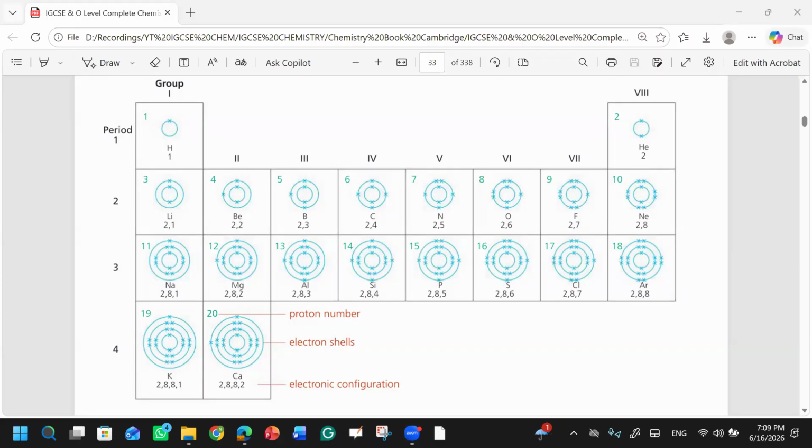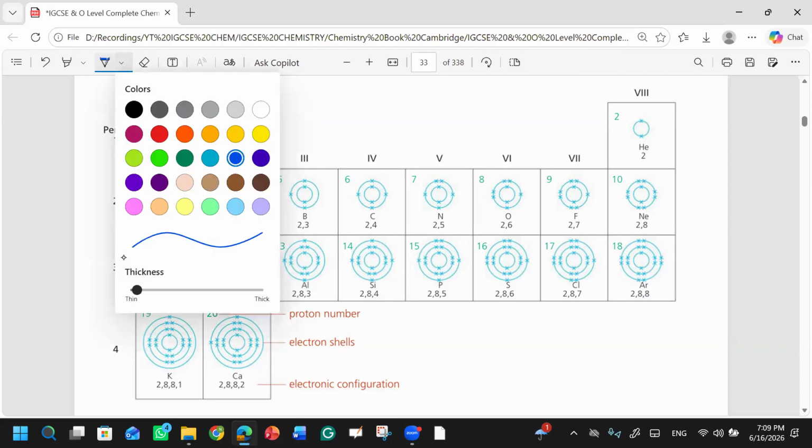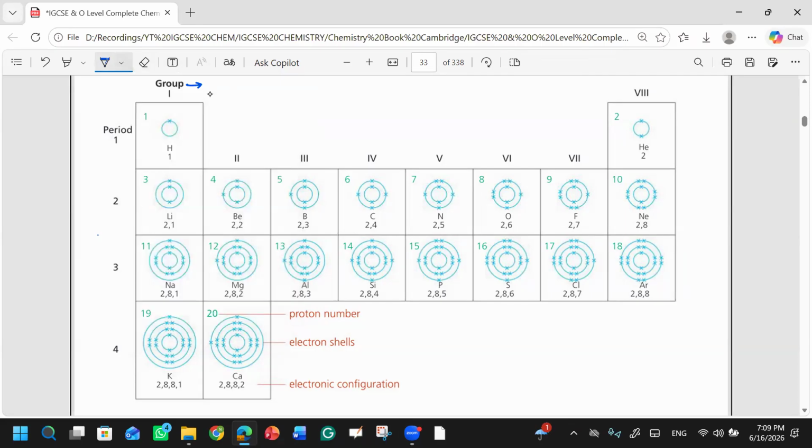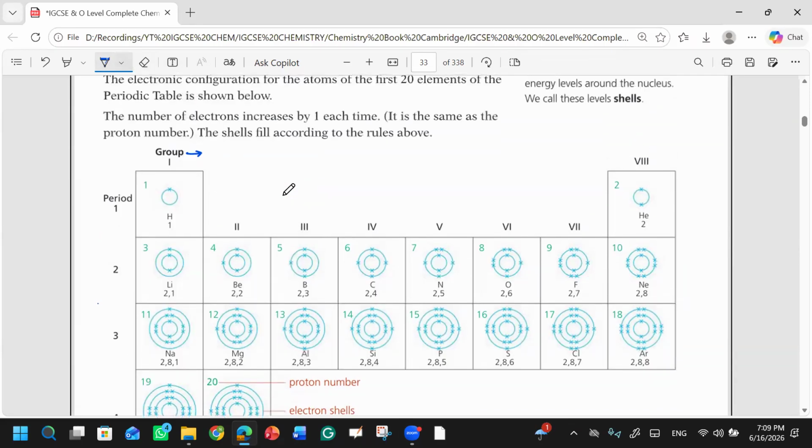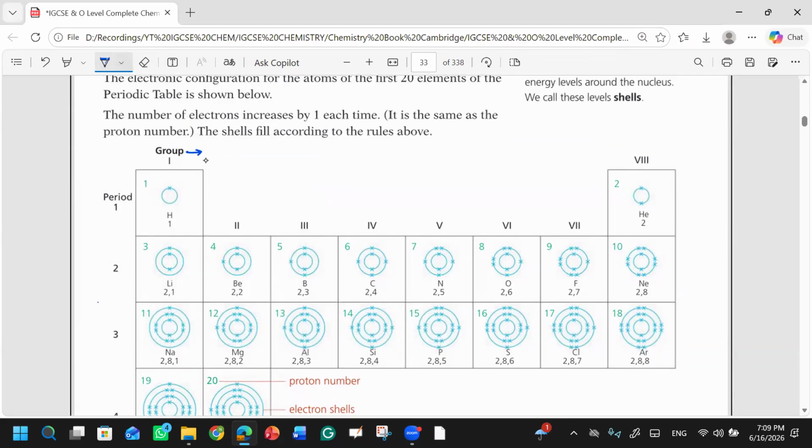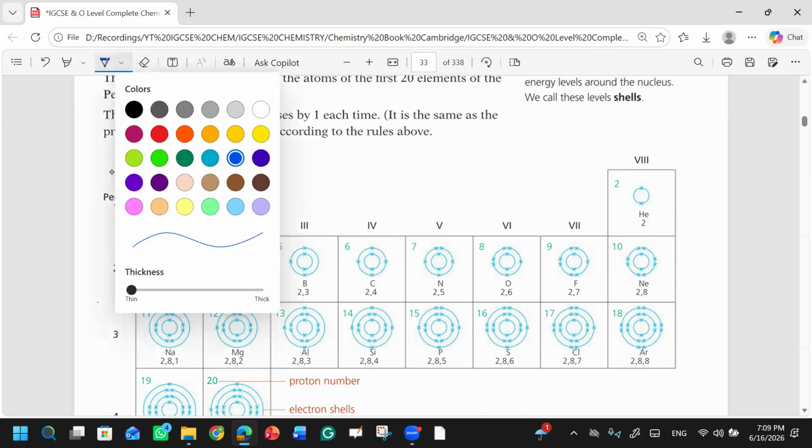Can you tell me what information we get from the groups? Like the valency. Group one will have one electron in its valence shell. So the group number tells us about the valence shell electrons.